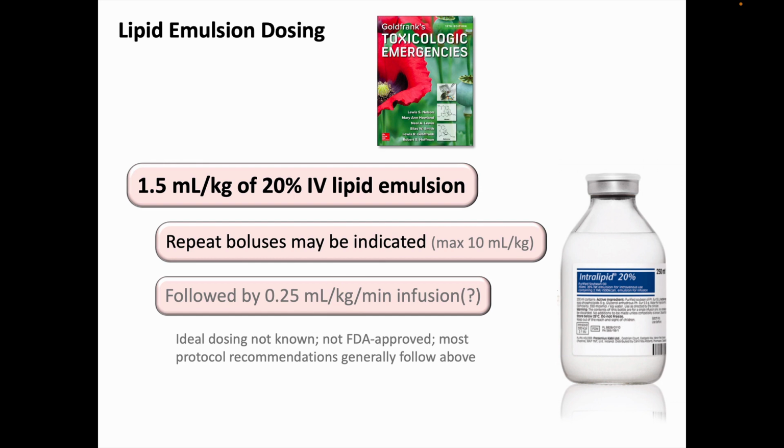How is IV lipid emulsion dosed, per the Goldfrank chapter? The patient is given an IV bolus of 1.5 milliliters per kilogram of 20% lipid emulsion, which is the most common concentration available. Repeat boluses may be indicated, depending on the response, with a maximum of up to 10 mL per kilogram. Some sources then recommend starting an infusion of 0.25 milliliters per kilogram per minute. Keep in mind, though, that the ideal dosing is not known. This is not FDA approved, like that should stop us, but most published recommendations follow similar guidelines.